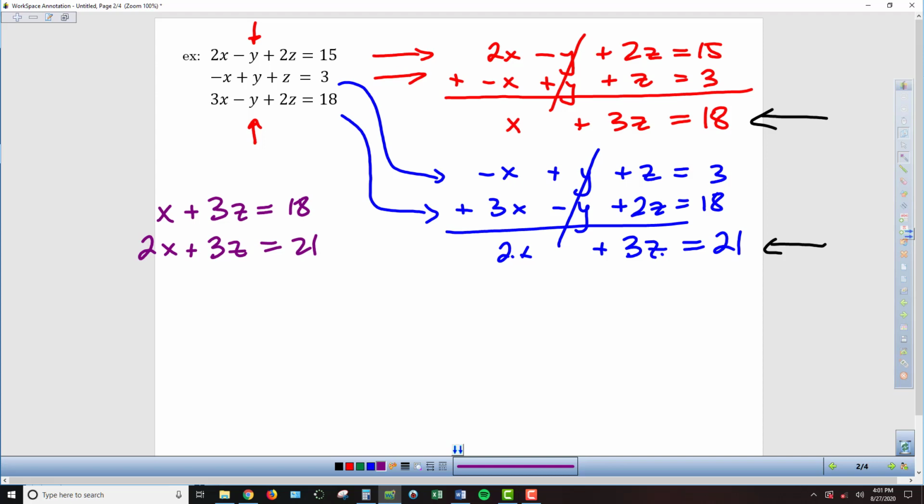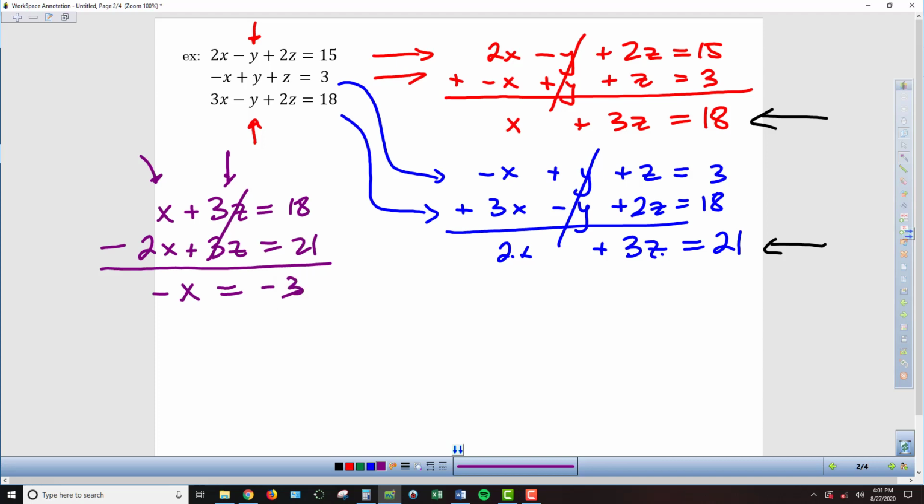Well, I could look at this x right here and say it'd be pretty easy to isolate, so I could use substitution. But even easier, I have a match on the coefficients in front of the z's. I've got 3 in front of each of those. So this time I can go ahead and subtract these two equations, and that'll get the z's to disappear, leaving me with just x. So I've got x minus 2x, so that equals negative x. I've got 18 minus 21, which gives me negative 3.